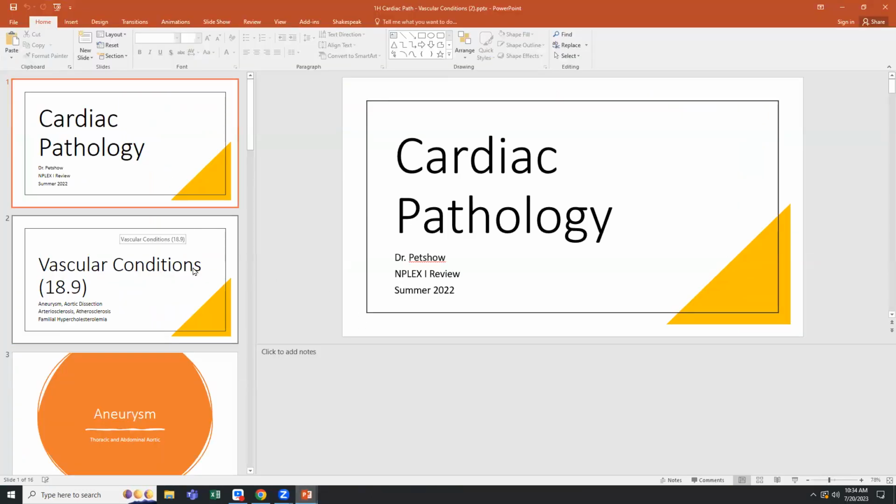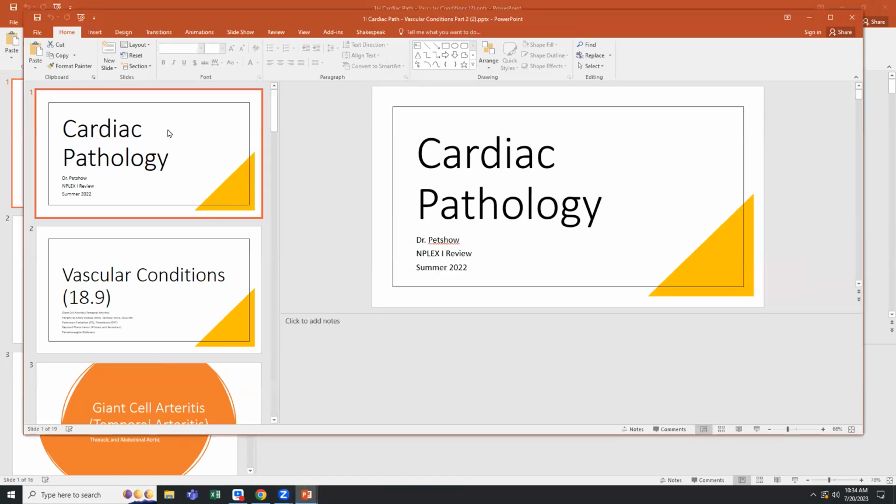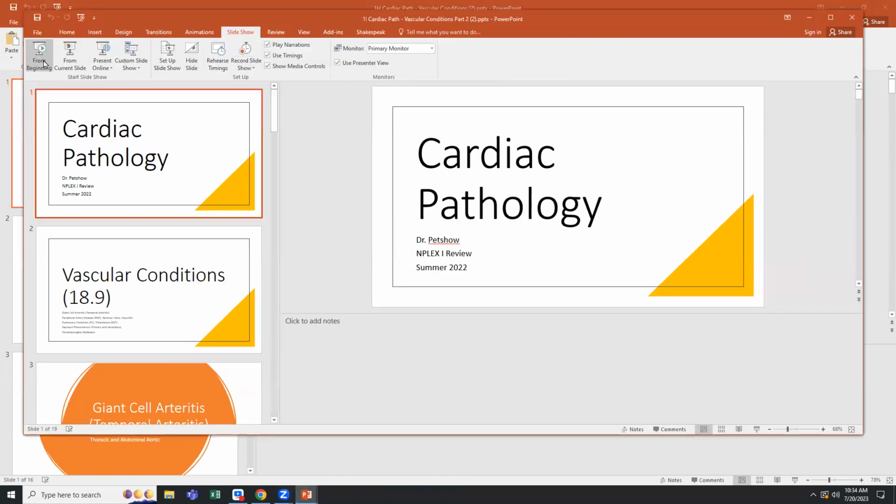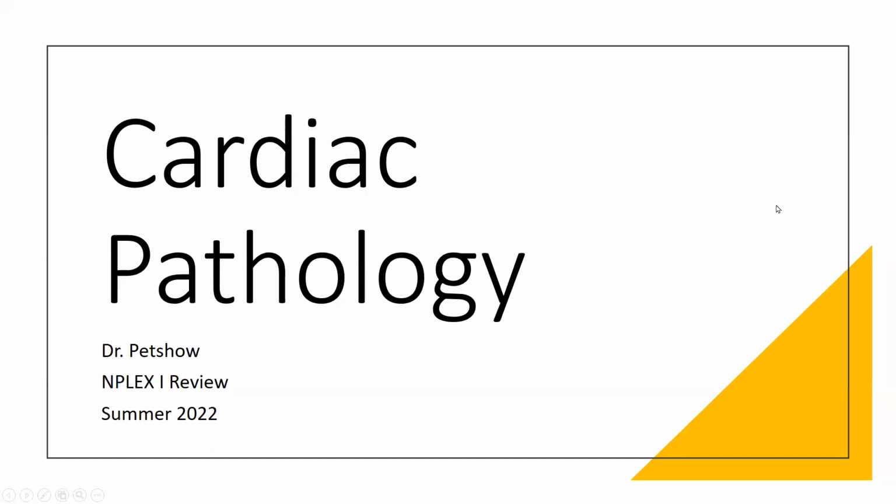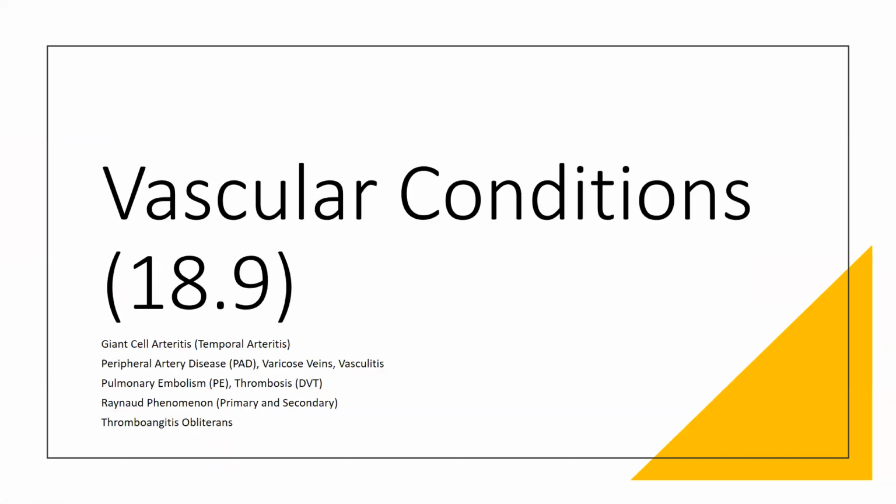All right. Vascular conditions. Let me see if I want to start with 1 or 2. I'm going to start with vascular conditions part 2 to make sure we get through it. So this would be 1, is that I or L? I, 1I. So these are going to be some vascular pathologies that could be asked about on an NPLEX.